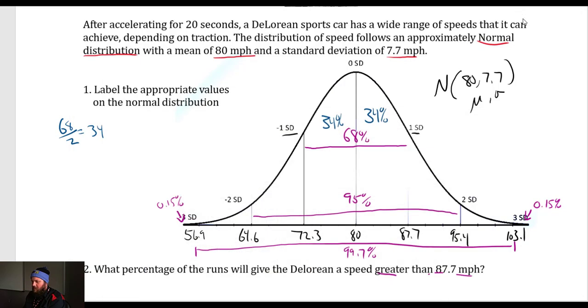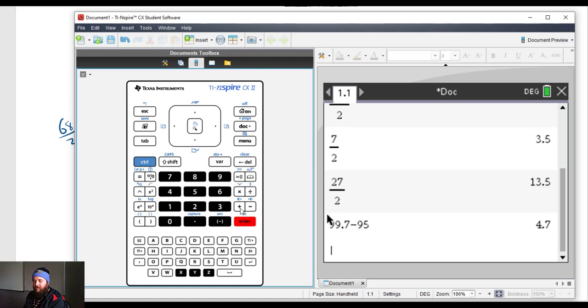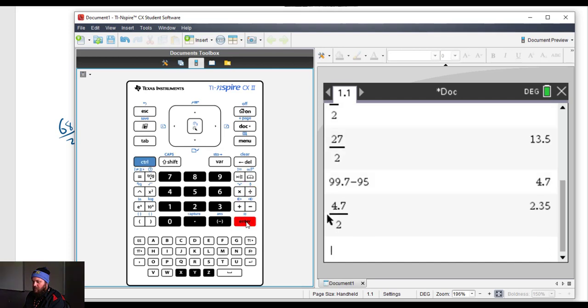13.5. So we know now that from one standard deviation to two standard deviations, there's 13.5%. 13.5%. And then we know we got to go from 95 to 99.7. So we should take 99.7 minus 95, and that gives us 4.7. Now we're going to divide that by 2, and we should get 2.35.